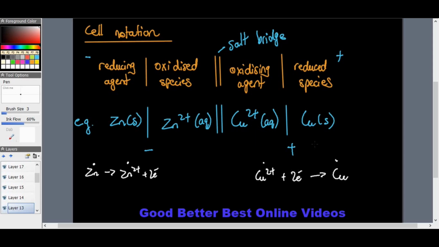Cool, so that's how it looks. That's called shorthand notation. This part represents the anode, the negative, and this part represents the positive. So that's shorthand notation, and it can be written like this for almost any active cell.